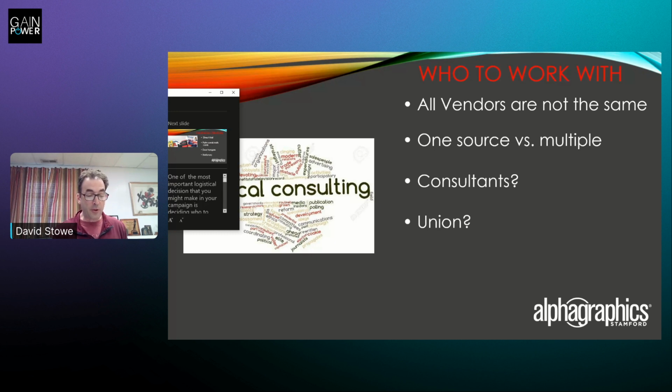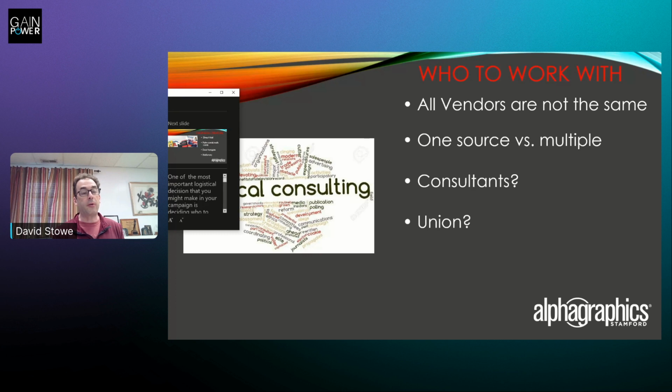One other consideration is to use a political consultant or work directly with vendors. That's a choice that you'll have to make. There are pluses and minuses with both of those. When we're looking at large, well-financed campaigns, consultants are a valuable commodity to have as part of your team. However, on the other hand, when you're looking at more localized races where budgets are much smaller and tighter, not using a consultant is probably a better approach. That way you can put as much money as possible into your campaign.